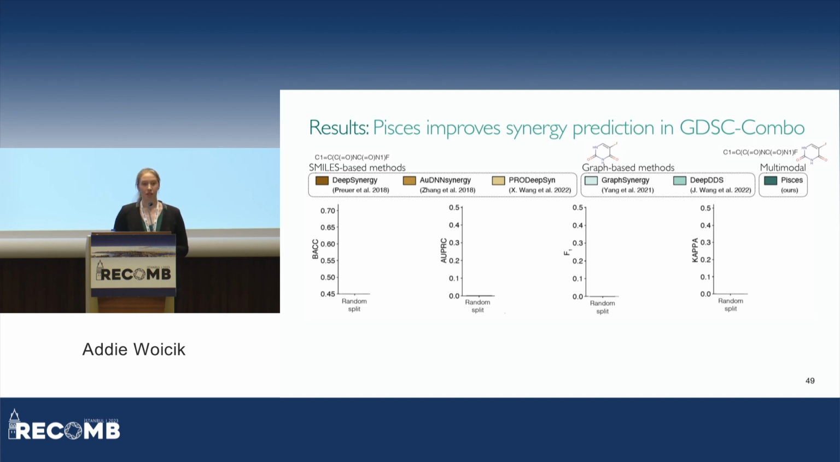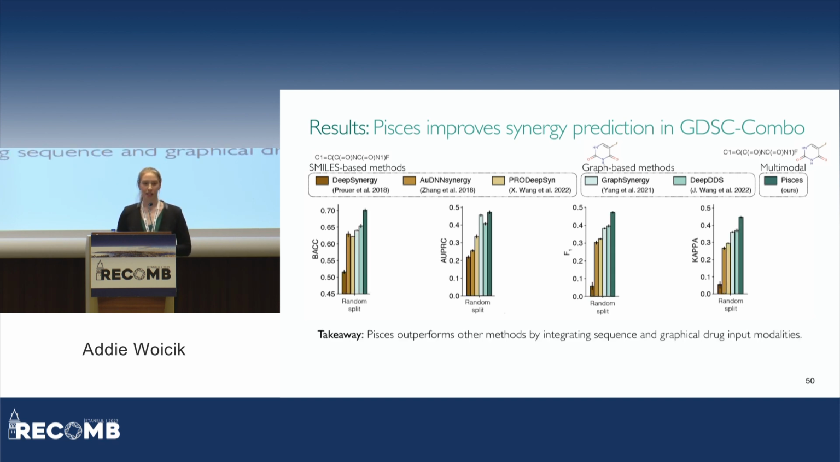We compare the models in terms of their balanced accuracy, AUPRC, F1 score, and Cohen's kappa, so for all of these, higher is better. And first, looking at a standard 5-fold cross-validation setting, we see that Pisces, which is the dark green bar on the far right, is outperforming the other methods.